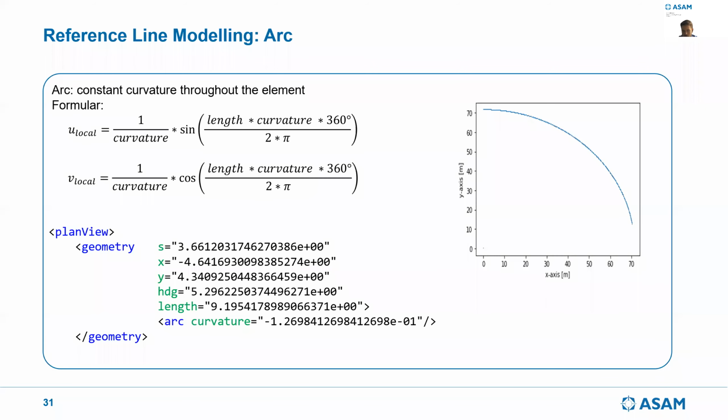If we go in for the arc, we have a similar definition. So what I said before, each and every geometry element has the x, y, heading, and length. And now we have the arc here, describing a constant curvature for that arc. So in that case, this arc would be represented by those numbers. And I put in here how you could calculate your u and v local coordinates if you would put that into a local coordinate system.